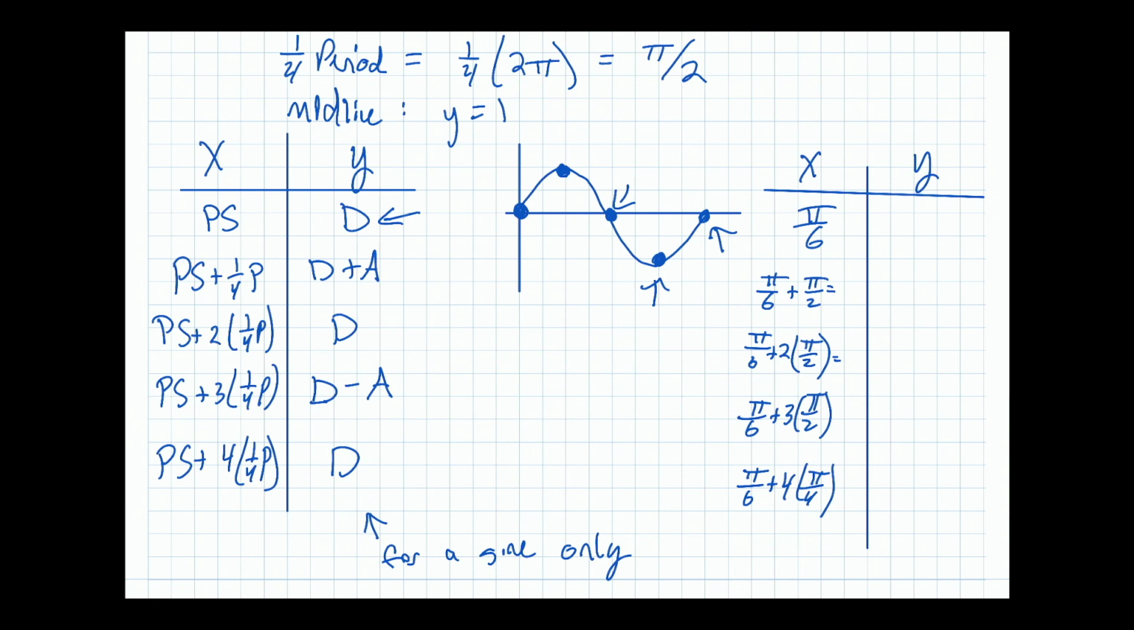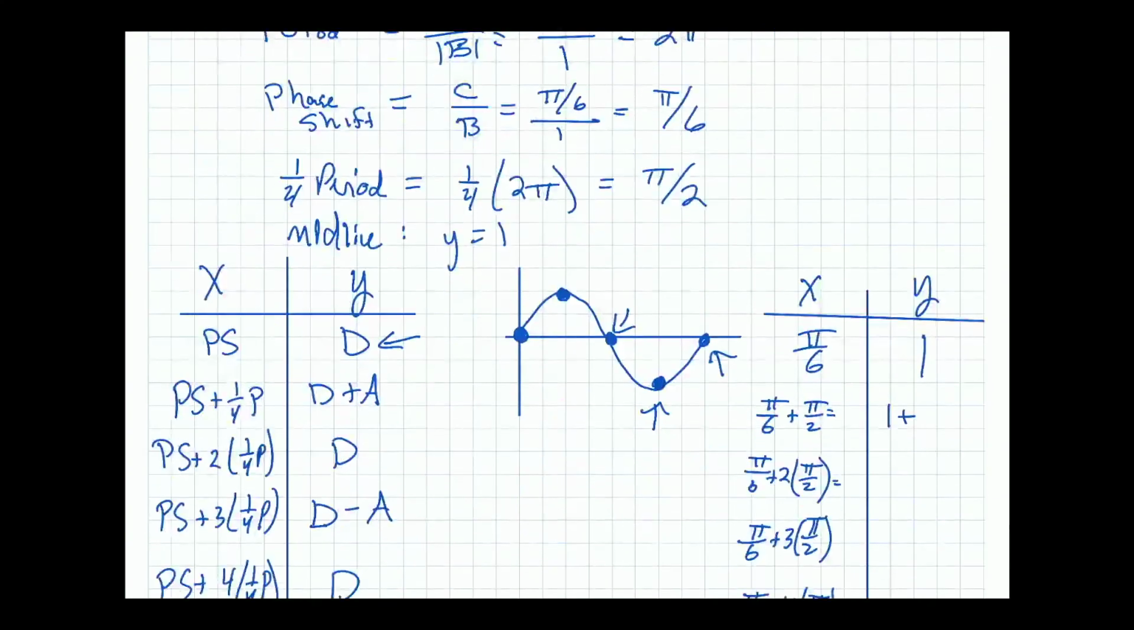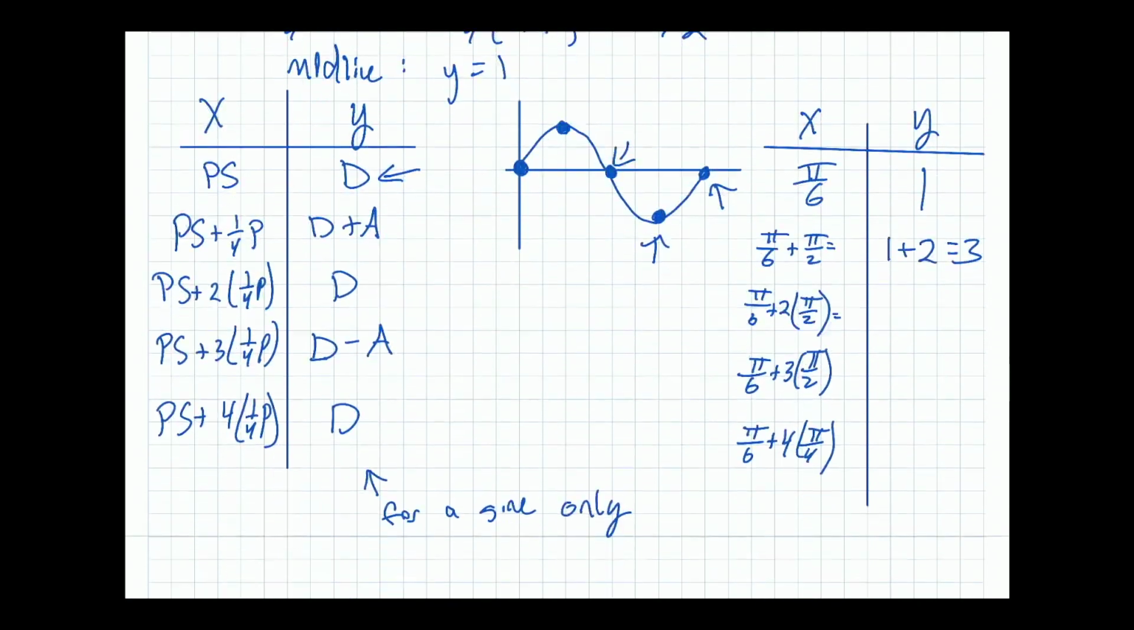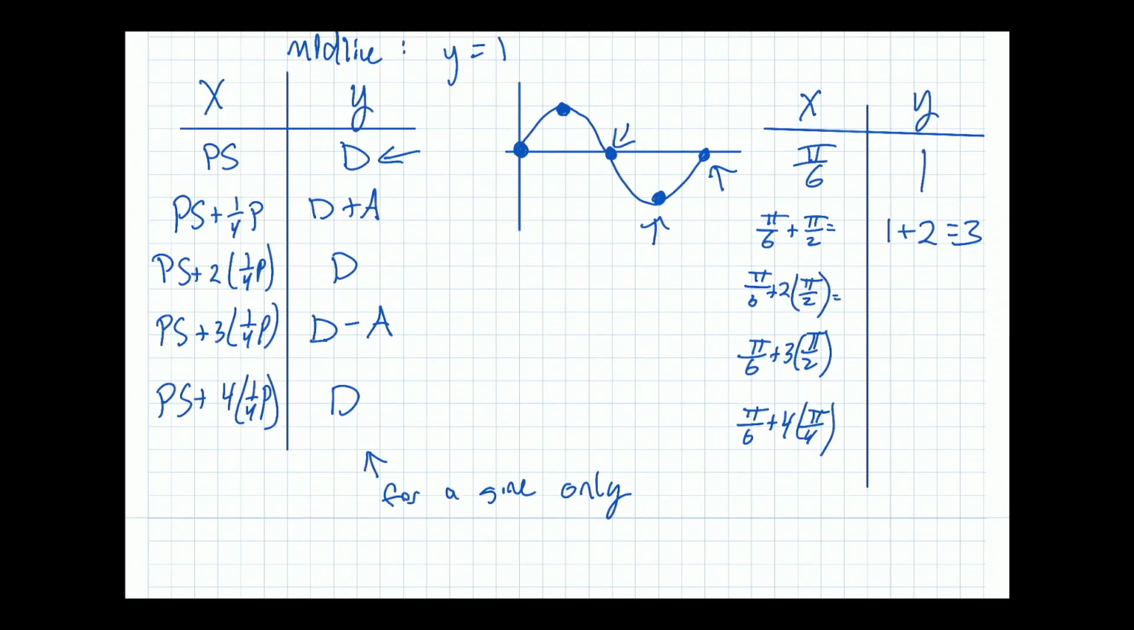Y values, let's put those in. Starts at D. D is the midline. So that's 1. Next one is D plus A. That's 1 plus A. What's A? 2. So 3. The next one is back at D. So that's 1. Next one is D minus A. So that's 1 minus 2. That's negative 1. All right. Last one. D, which is 1.